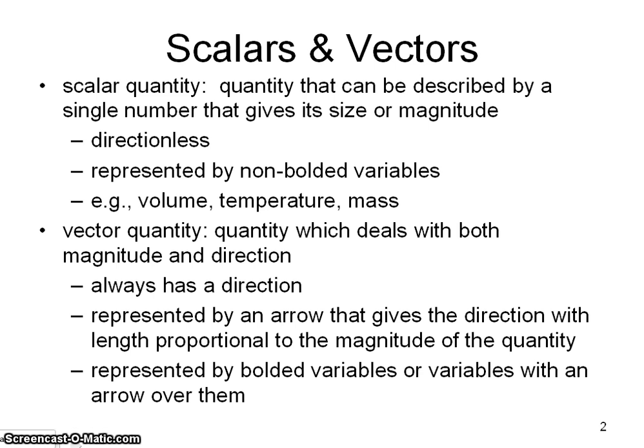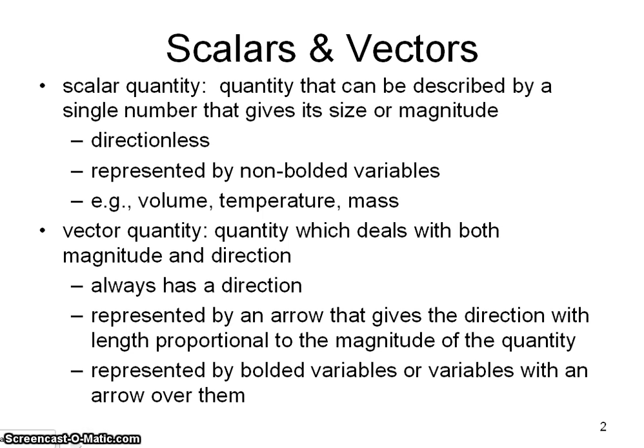Vectors, on the other hand, are quantities which deal with both magnitude and direction. So anything where it's important to know the direction, that's a vector. We represent it by an arrow that gives the direction, with a length proportional to the magnitude of the quantity. So for instance, 2 meters per second to the west is going to be twice as long as a vector that's 1 meter per second to the west. They're both going to point west.